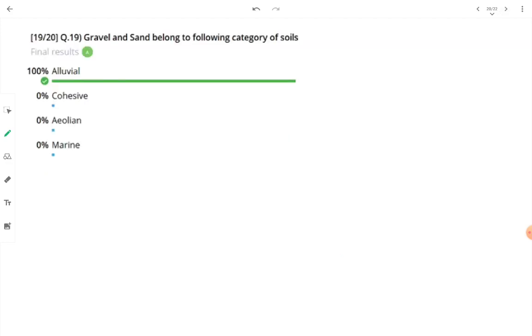Then, gravel and sand belong to the following category of soil. Alluvial. Alluvial means the soil which is carried and deposited by running water. It is called alluvial soil. Aeolian means carried by wind. Marine means deposited at a water body. Cohesive does not refer to origin. Cohesive is a property associated with soil, not a category of soil.